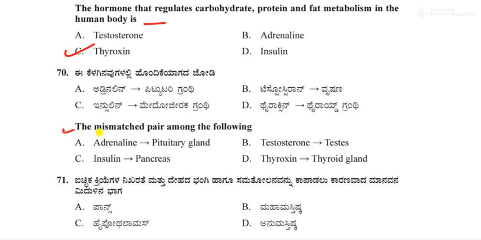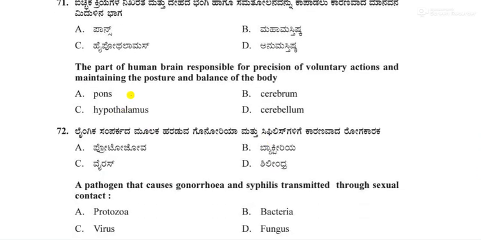Question number 70. The mismatched pair among the following. Which is the mismatched? Adrenal, pituitary gland; testosterone, testis; thyroxine, thyroid gland; insulin, pancreas. So it is option number A. Next is question number 71. The part of the human brain responsible for precision of voluntary actions and maintaining the posture and balance of the body is cerebellum. Okay, option number D.